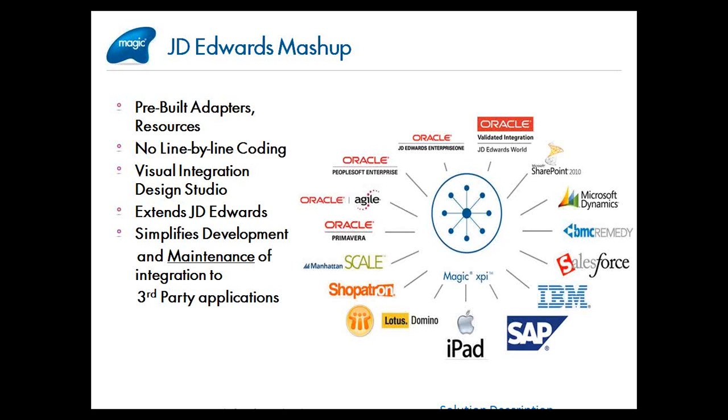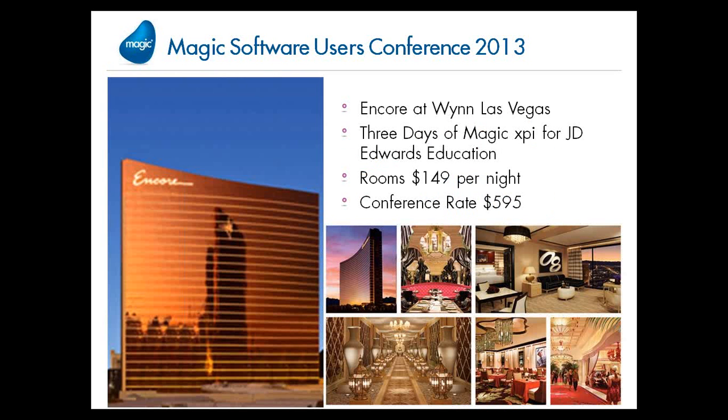So how do you create that J.D. Edwards mashup? Well, by utilizing Magic XPI, you have pre-built adapters and resources for all of the applications shown here and many, many more. There's no line-by-line coding required. You have a visual integration design studio that extends the capabilities of J.D. Edwards, simplifies development and maintenance of integration to those third-party applications.